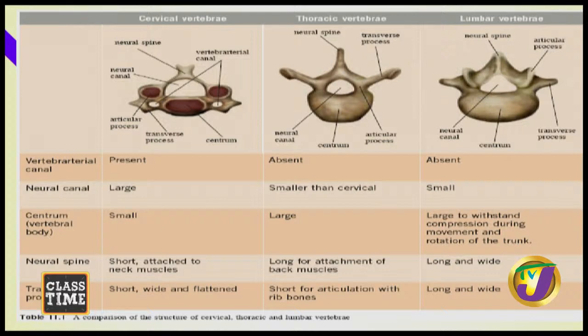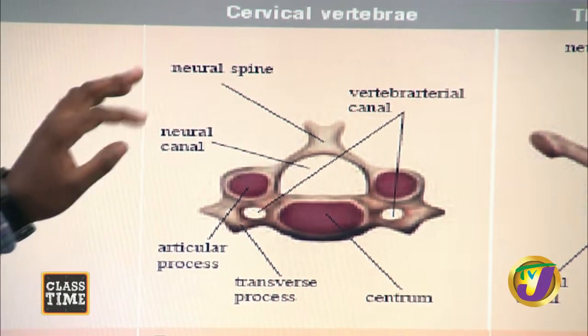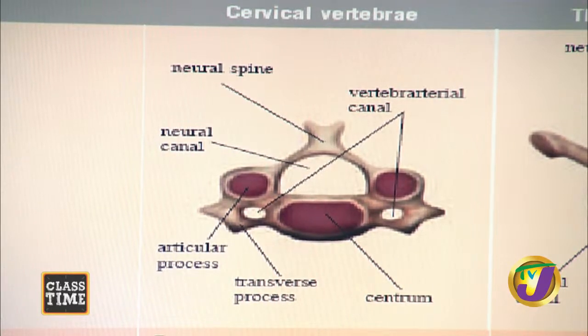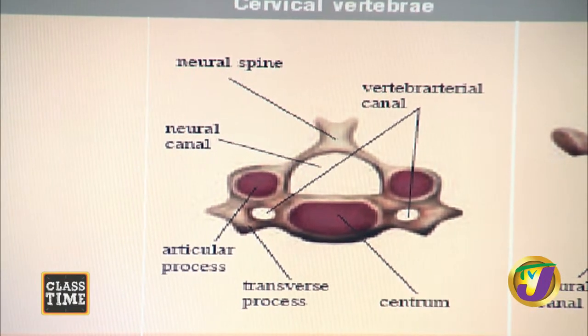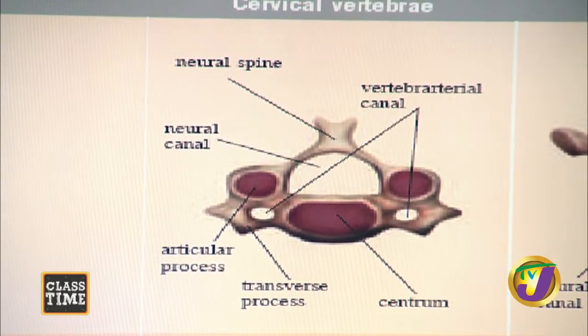Now, I just said they all have the same basic structure. Right? So they all have a neural spine, they have a neural canal, they have a centrum, they have transverse processes. It's just that the size and the appearance may look a little bit different, but the same basic structures apply for all vertebrae.